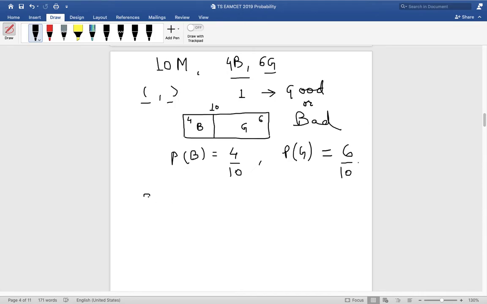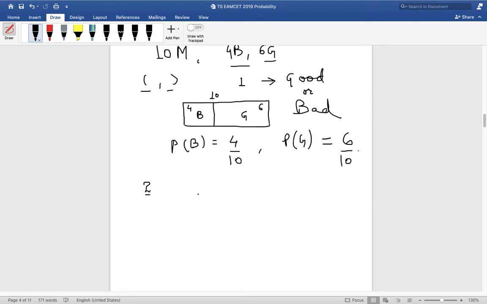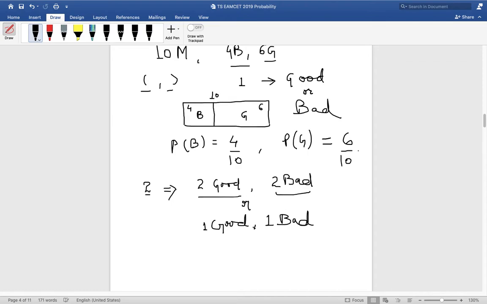Easy. Now that I have taken 2 mangoes out of the bag at random without looking, so what are my possible options? Either both of the mangoes will be good, or both will be bad, or one good, one bad. So out of these 3, only one can happen. So either both the mangoes will be good or both the mangoes will be bad.